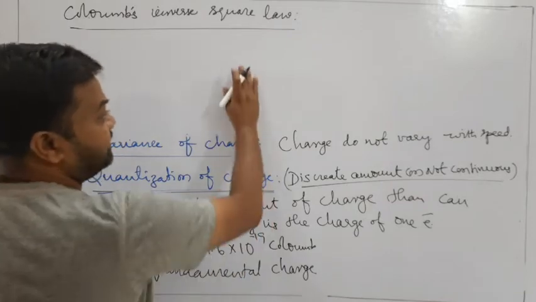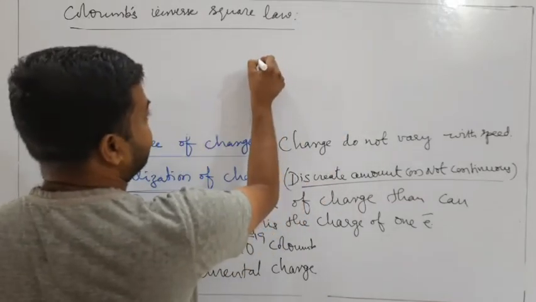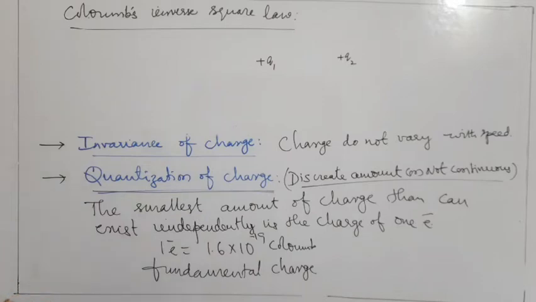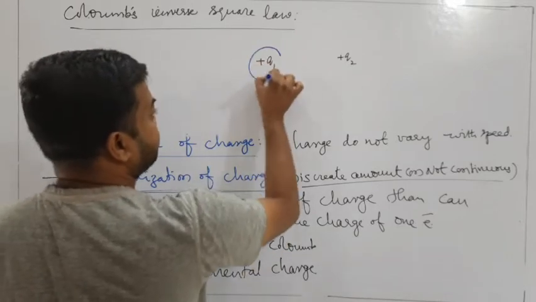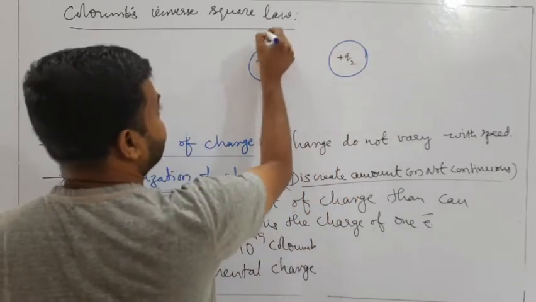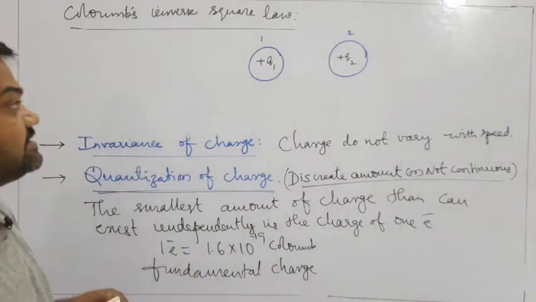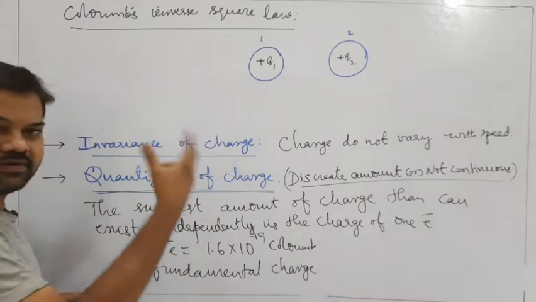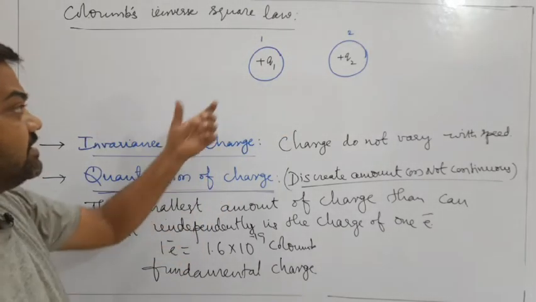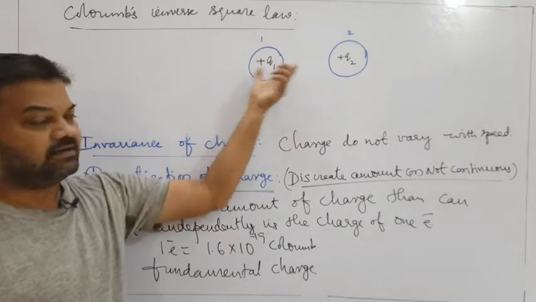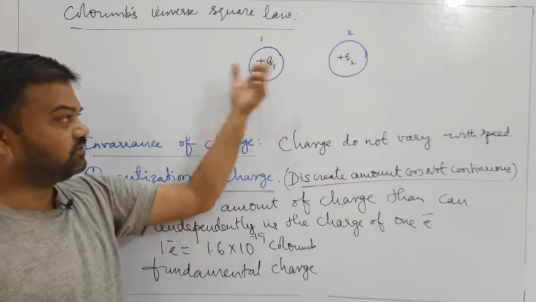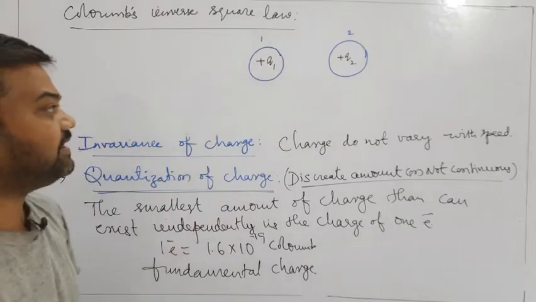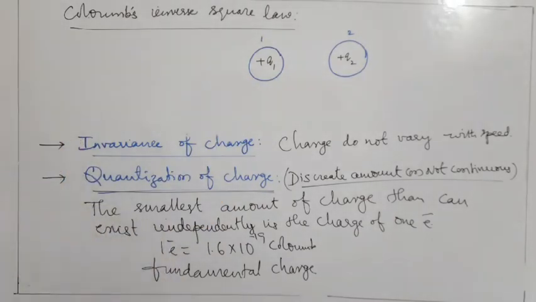What is Coulomb's inverse square law? Suppose I consider two charges Q1 and Q2, the first charge and the second charge, and these two are positive charges. You can take two positive or two negative, or one positive and one negative, whatever it may be. Suppose you take like charges, the force is repulsion. Two positive charges or two negative charges have a force of repulsion. Suppose you take unlike charges, one positive and one negative, then attraction of charges will take place.